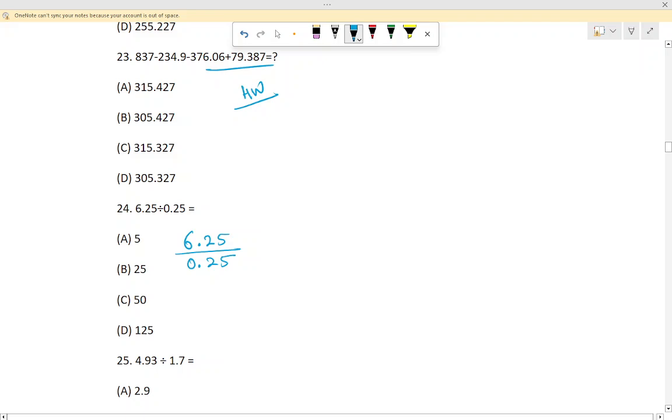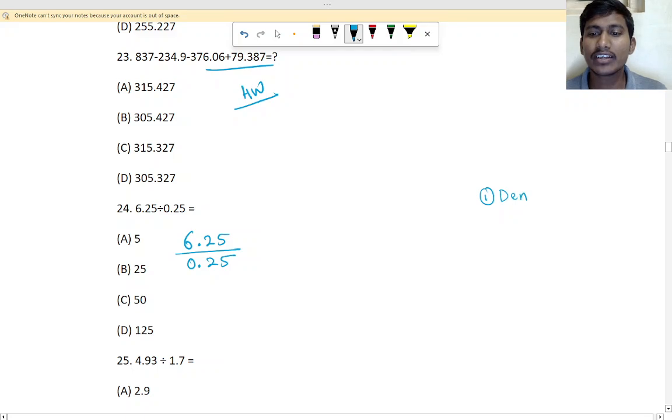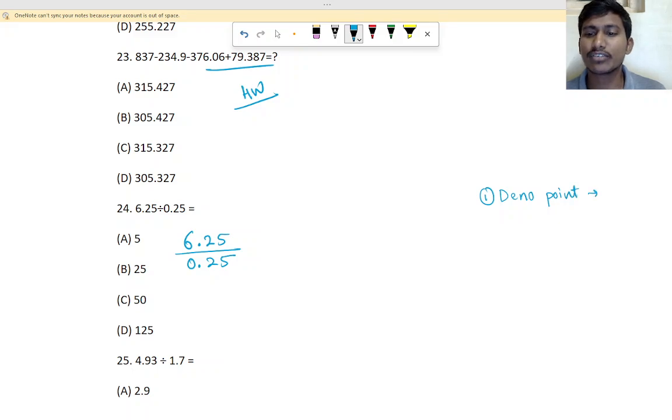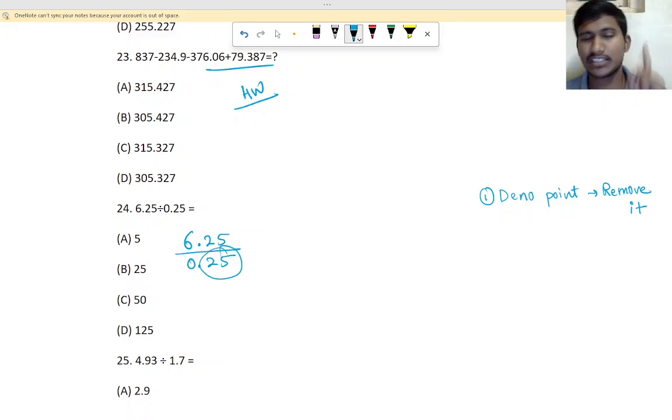Okay, good. So here, if there is a point in the denominator, we will shift it; we will remove the point from the denominator. We have to remove it. Why? Do you know the table of 0.25? We don't know the table of 0.25, but do you know the table of 25? Yes, we know the table of 25.